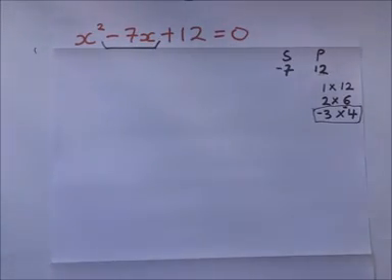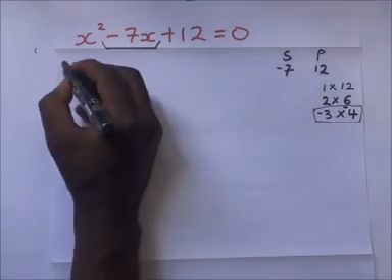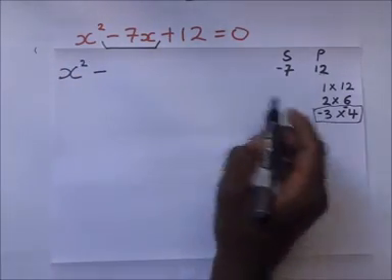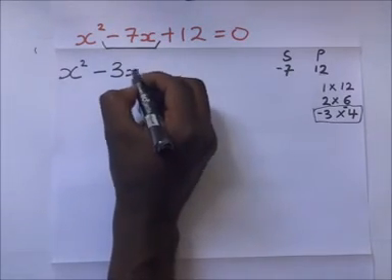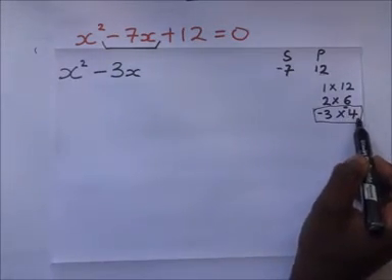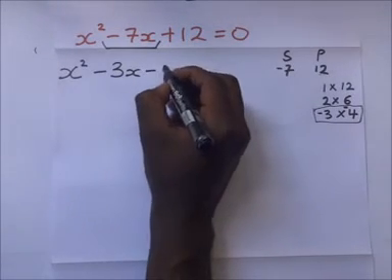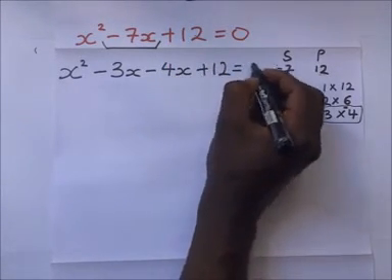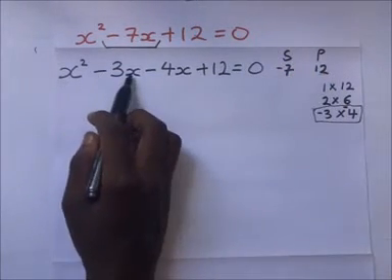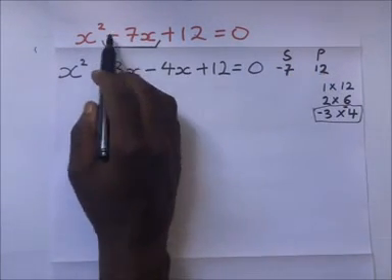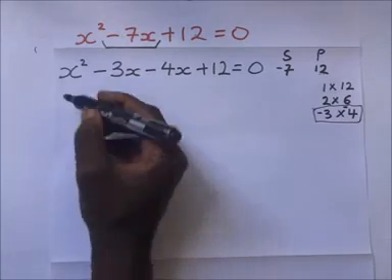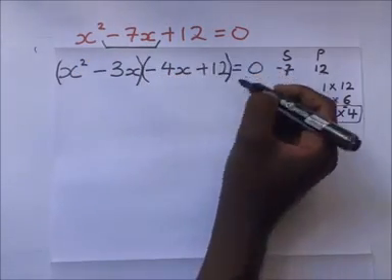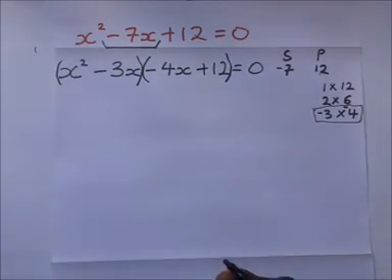So in displacing that middle term, it means that our next step is going to become x squared minus 3x, then minus 4x plus 12 is equal to 0. You realize that negative 3x minus 4x is giving us negative 7x. So we put these in brackets, even this one in brackets. So our next step, we go ahead and factorize.